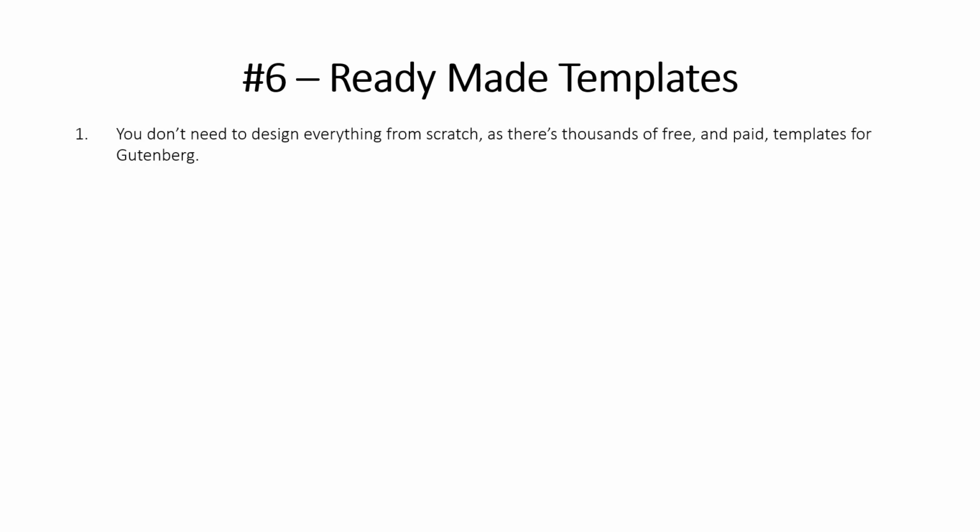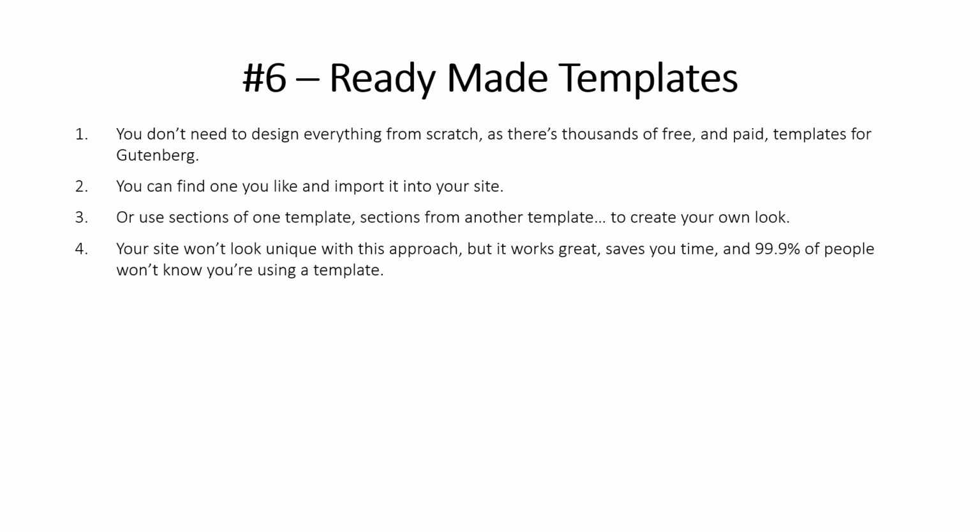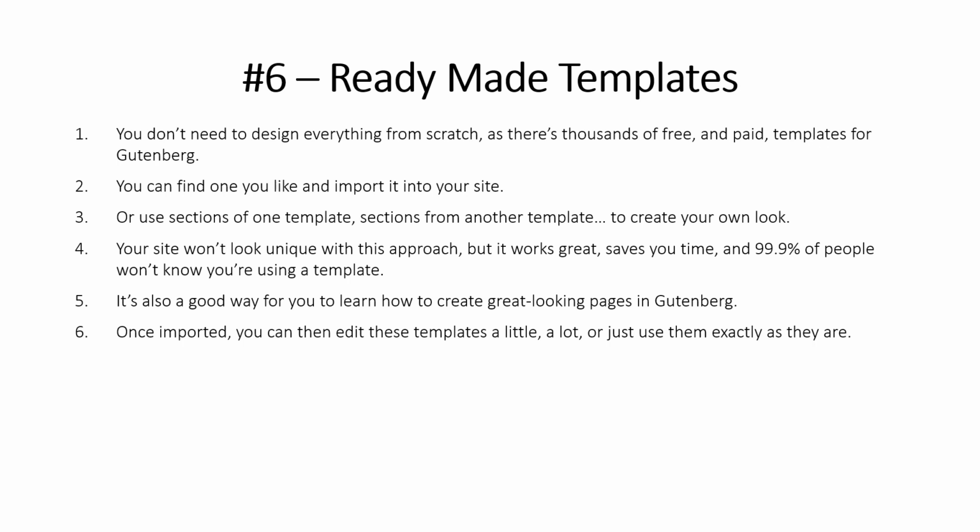Ready-made templates. You don't need to design everything from scratch, as there's thousands of free and paid templates for Gutenberg. You can find one you like and import it into your site, or use sections of one template, sections from another template to create your own look. Your site won't look unique with this approach, but it works great, saves you time, and 99.9% of people won't know you're using a template. It's also a good way for you to learn how to create great looking pages in Gutenberg, and I'll talk through this in a lot more detail later. Once imported, you can then edit these templates a little, a lot, or just use them exactly as they are.